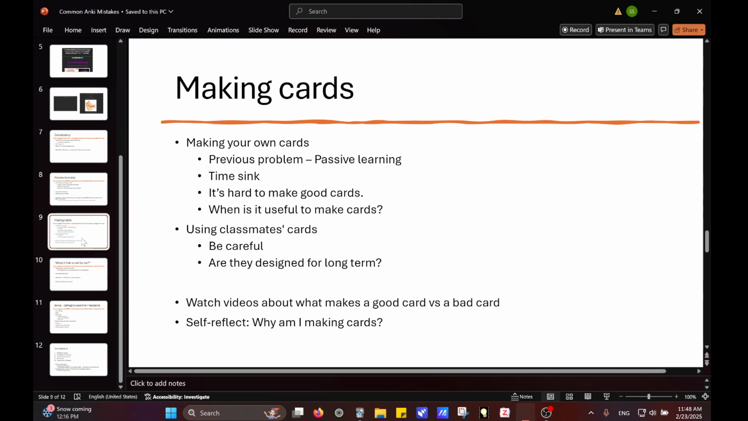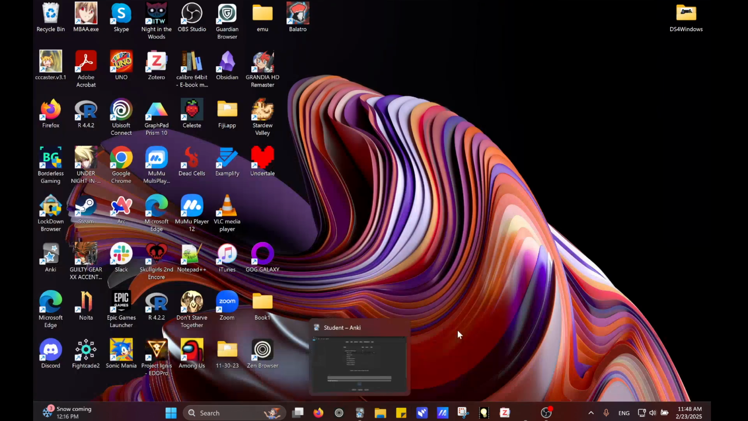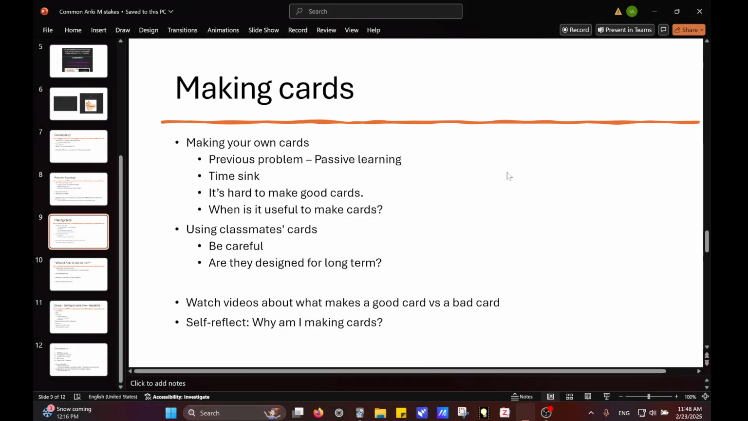Okay, back to making cards. So the problem with making cards is twofold. First, it's something that people do to feel like they're being productive, but it's not actually being productive. You can spend hours and hours making cards without even doing the cards, right? Because you have to make the cards, but then you have to do them as well. The other thing is making cards is an example of passive learning. So you want to ask yourself, is this really a good use of my time when there are already pre-made decks available and made for me?